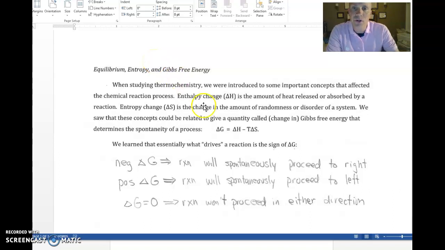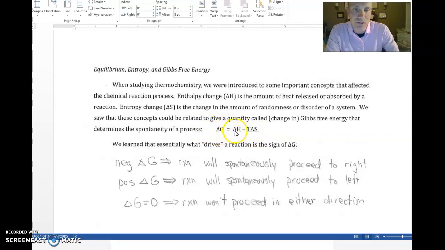So in this video, we're going to talk about the relationship between equilibrium and Gibbs free energy. Earlier in this course, we learned about this concept of delta G, or the change in Gibbs free energy. And essentially that's what drives a reaction. I'm not going to get into all the specifics of this, but you should be familiar with this common equation right here.